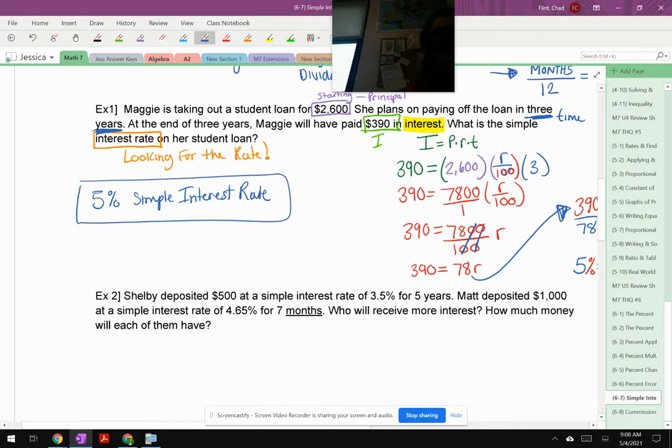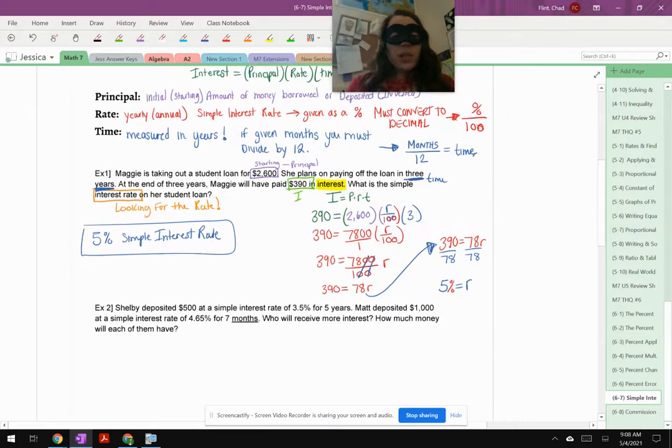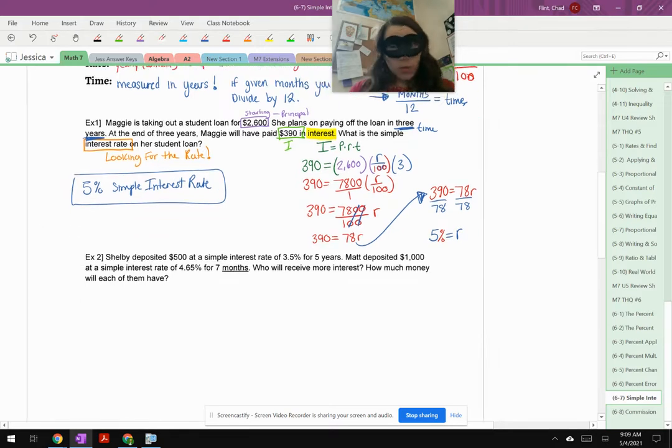And that, ladies and gents and theys and thems, is example numero uno. That one, you had to find the rate. You're not always going to be looking for the rate, so it's important to read.